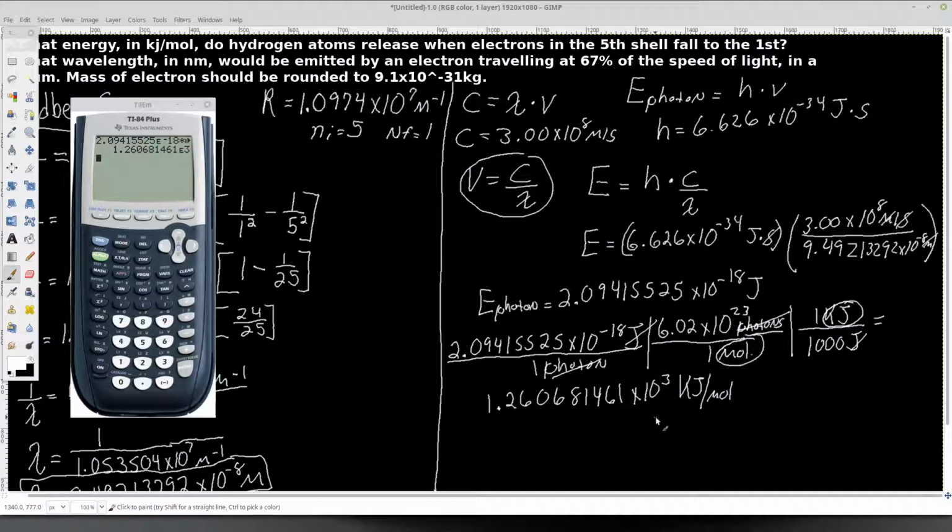I know in number 1 they did not request the number of sig figs, but myself personally, I always prefer 3 sig figs. So to lighten this up a little bit, I'm going to write 1.26 times 10 to the third, because 3 sig figs is usually ideal, at least to me it is. Kilojoules per mole. Okay, so finally there is our answer to number 1.